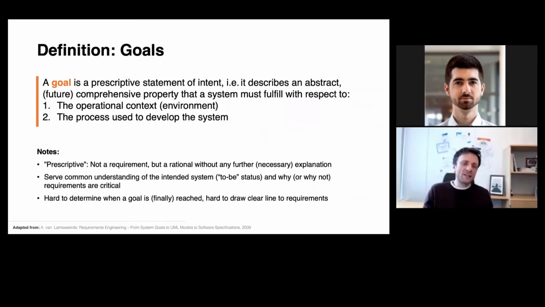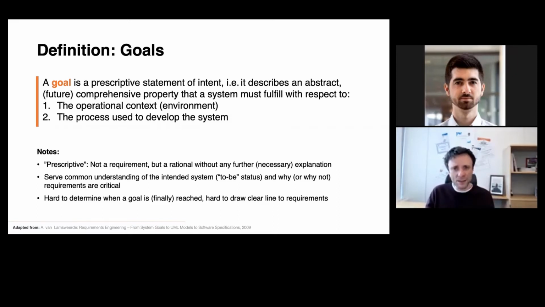Same as for stakeholders, stakeholder models that capture all relevant stakeholders and the relationships, a goal model captures all relevant goals and the relationships together. And a goal itself is a prescriptive statement of intent. That means that we describe an abstract and future comprehensive property that a system must fulfill with respect to its operational context and the process used to develop the system.